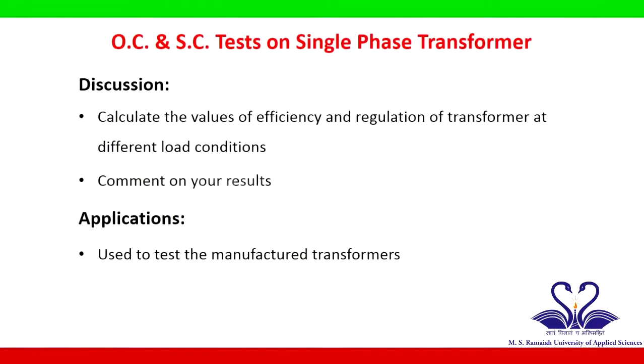Discussion. Calculate the power for 3-phase system and show that the algebraic sum of 2 wattmeter readings is equal to the total power dissipated in the 3-phase circuit. Comment on your results. Applications. These tests are used to test the manufactured transformers.